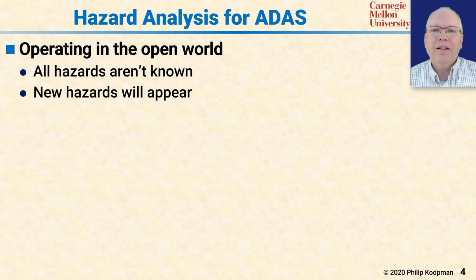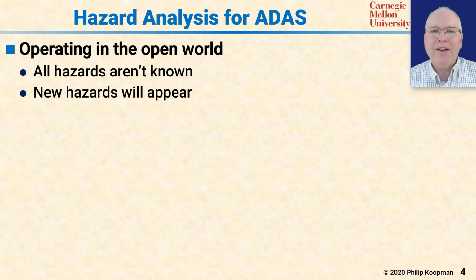Now let's get to ADAS, Advanced Driver Assistance Systems. With an ADAS system, the driver is still in charge, but now the scope of the hazard analysis is not just a piece of equipment is malfunctioning, but rather includes the uncertainty and changing nature of the external world. You're operating in an open world. All hazards are not going to be known, and new hazards will appear. So this is going to be much more difficult.